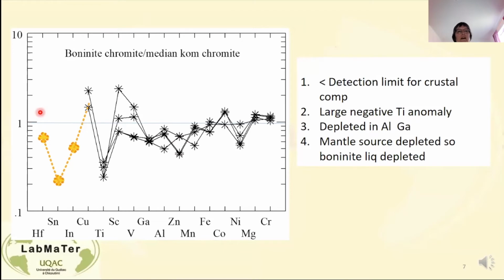If we look at the Boninite, we see that the Boninite is very depleted in the crustal component, less than detection limit, with a very strong negative titanium anomaly. It's also depleted in elements such as gallium and aluminium, well below the line for Komatiite here. This is not really a big surprise because Boninites are supposed to have formed by melting of extremely depleted mantle. So naturally the liquid would be depleted and consequently the chromites would be depleted.